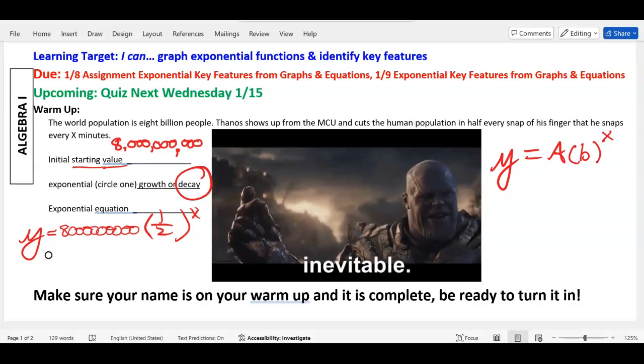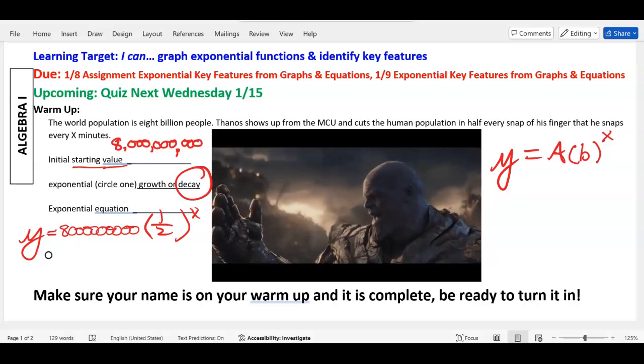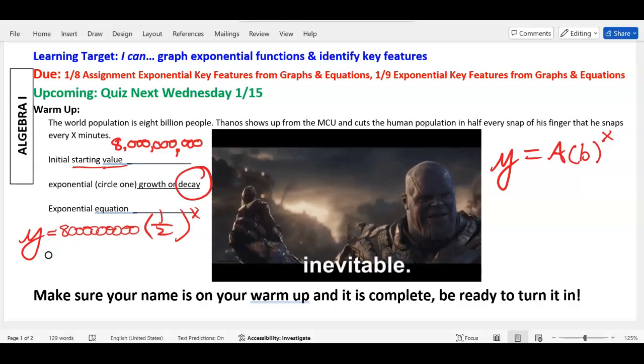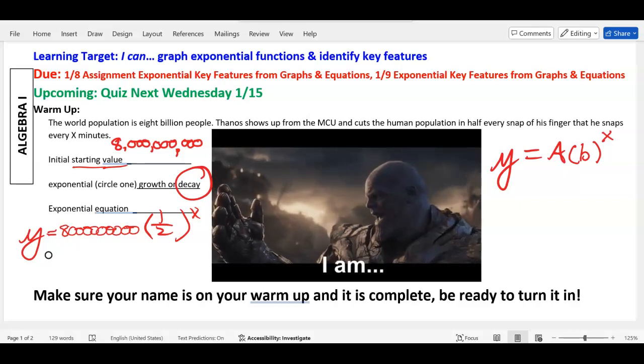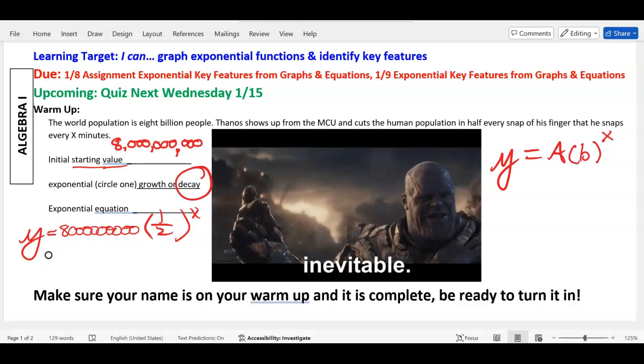While you're passing that up, I'm going to pass out our little notes for today. It's not going to take too long, short and sweet. You're going to be able to graph exponential functions by hand today.